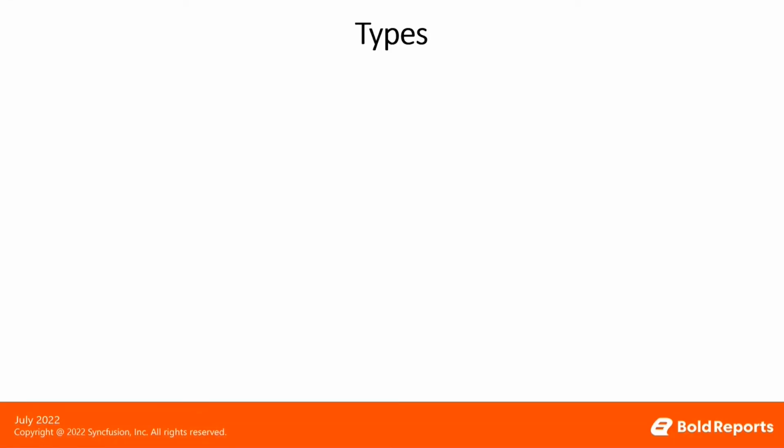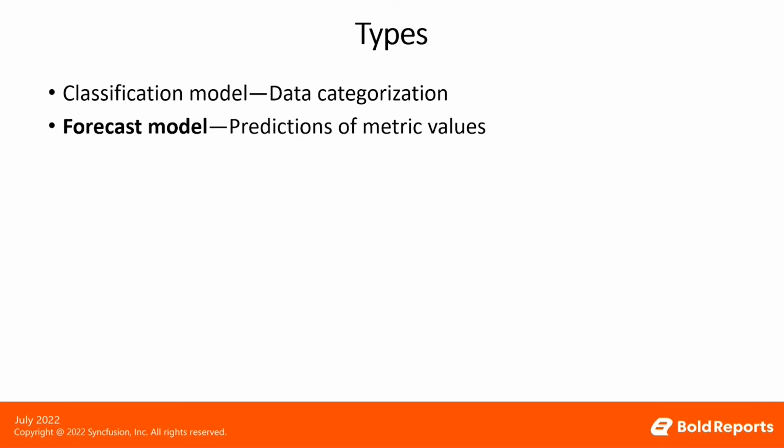There are varieties of predictive data models available to meet specific requirements. Let us see some of the key models used by business analytics professionals to generate useful insights. The classification model predicts binary outcomes by classifying data into categories based on learnings from the historical data. The forecast model deals with metric value prediction, estimating a numeric value for new data based on the historical data.